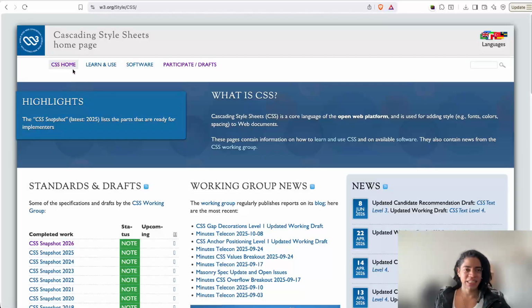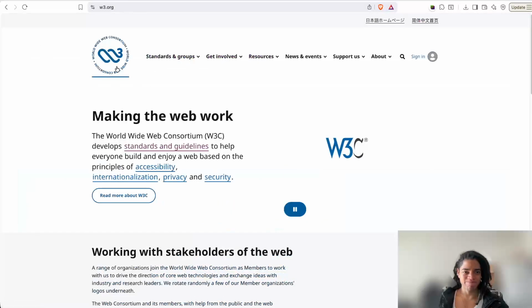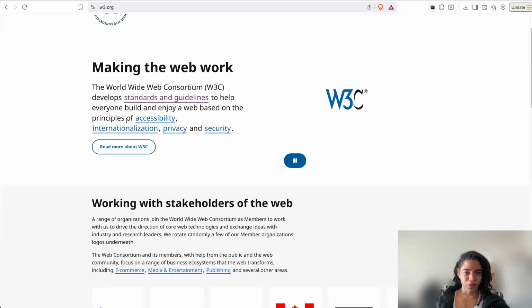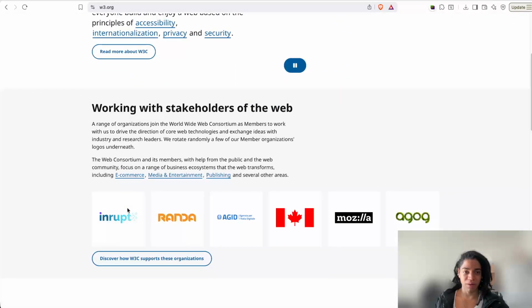It's the CSS, and even in the W3C, which is the World Wide Web Consortium that oversees and develops standards and guidelines. Most of those are coming from top tech companies working with stakeholders, including several web platforms and industries: e-commerce, media, entertainment, publishing, and several other areas.